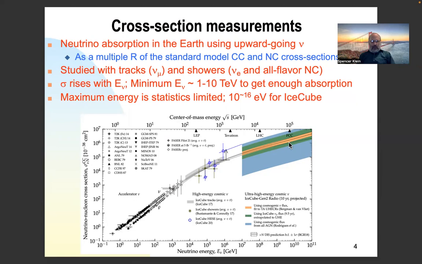You need a minimum neutrino energy of 1 to 10 TeV to get enough absorption for a good measurement. On the other hand, at the high energy end, the maximum energy is statistics limited and is currently of order 10^16 eV for IceCube.